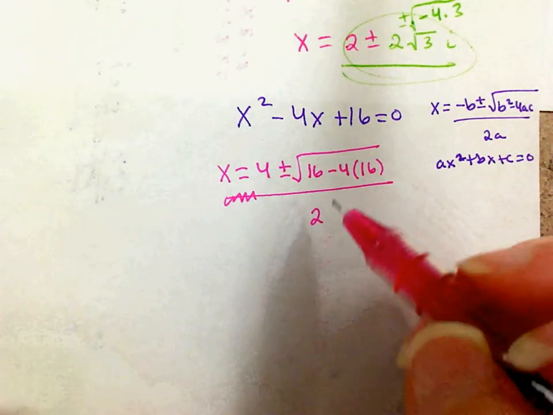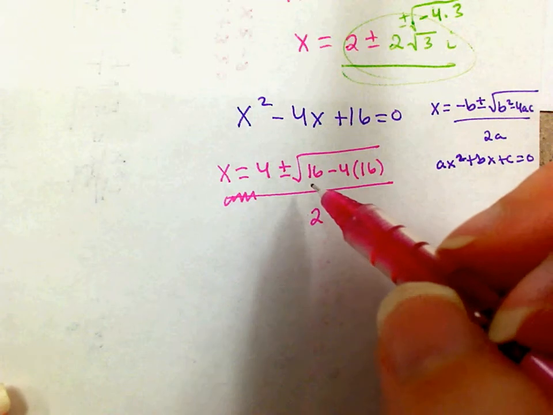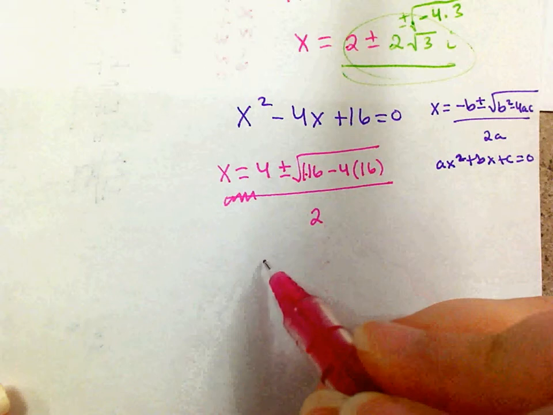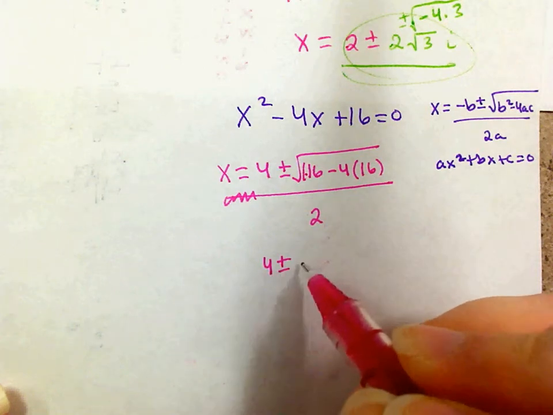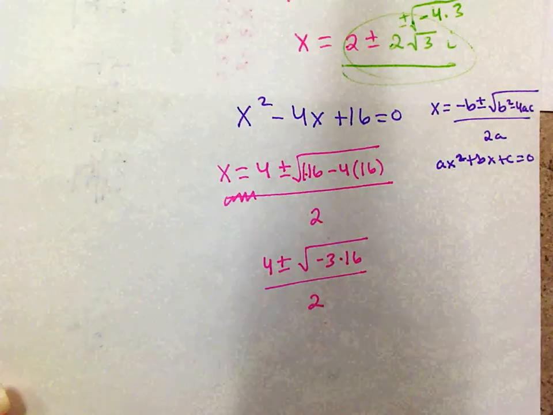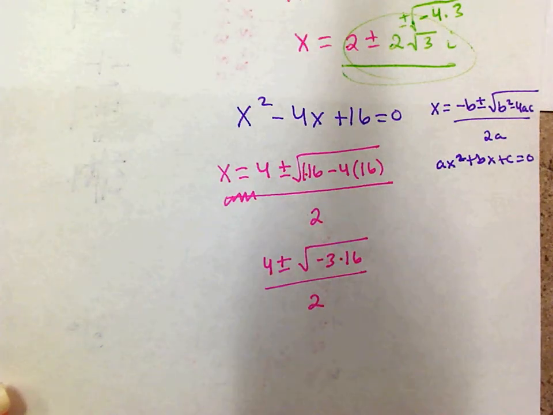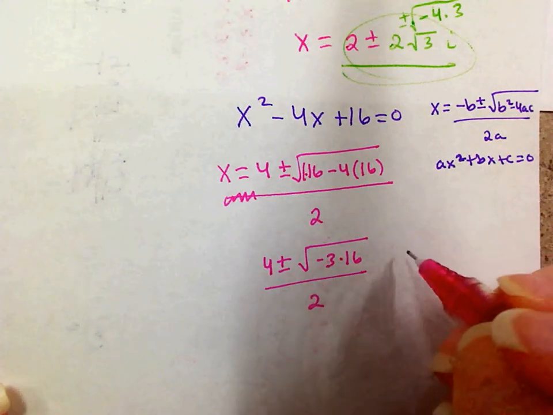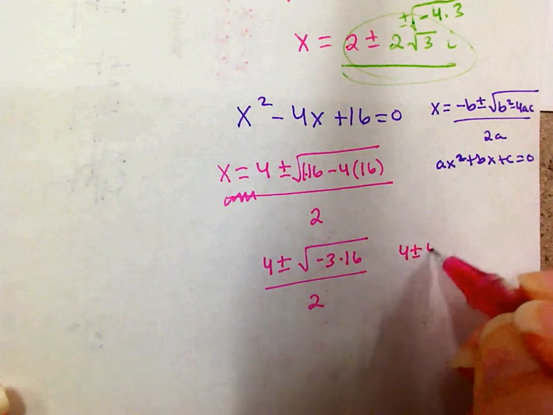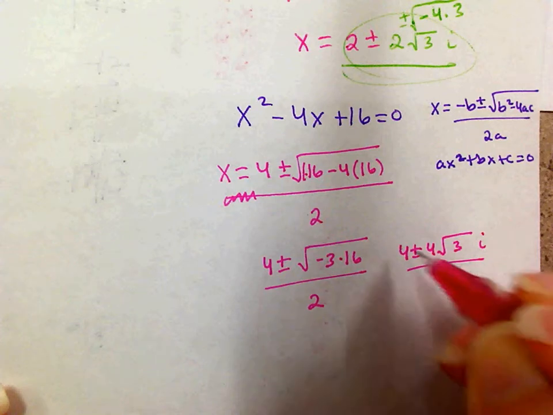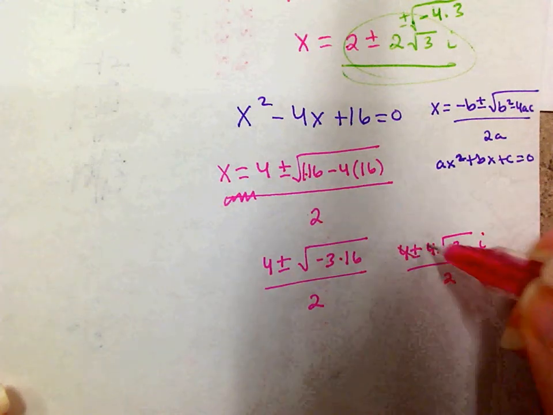So I'm going to say negative 3 times 16 over 2. Instead of multiplying out 4 times 16, let's say 16 minus 4 times 16. I'm just going to go ahead and say what that is. The square root of 16 is 4. A negative makes an i, so 4 plus or minus 4 square roots of 3i all over 2. 4 simplify with the 2. So 2 plus or minus 2 square roots of 3i, which is what we got up here. Okay? However you're comfortable finding it.